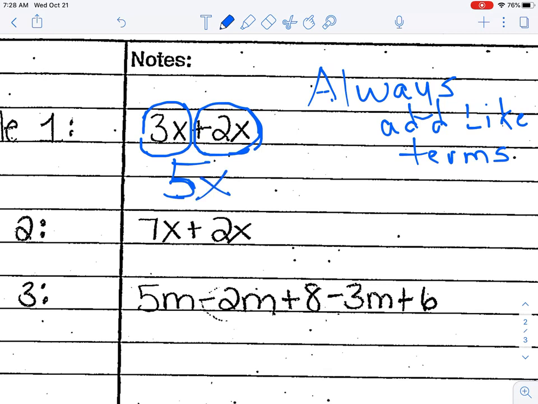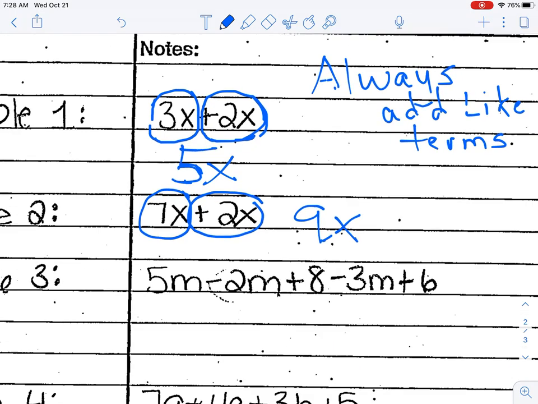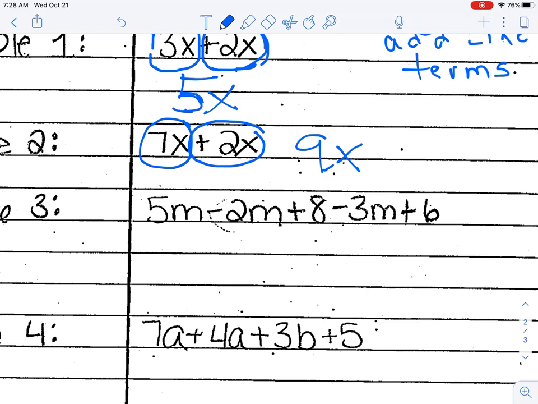In the next one, I see that I have a 7x. I'm going to circle that. I look for anything else that has an x, and I have that, and I also circle the positive sign in front. So now I add those. 7x plus positive 2x gives me 9x. In example 3, now I'm going to start to see that I have more like terms than just a pair.